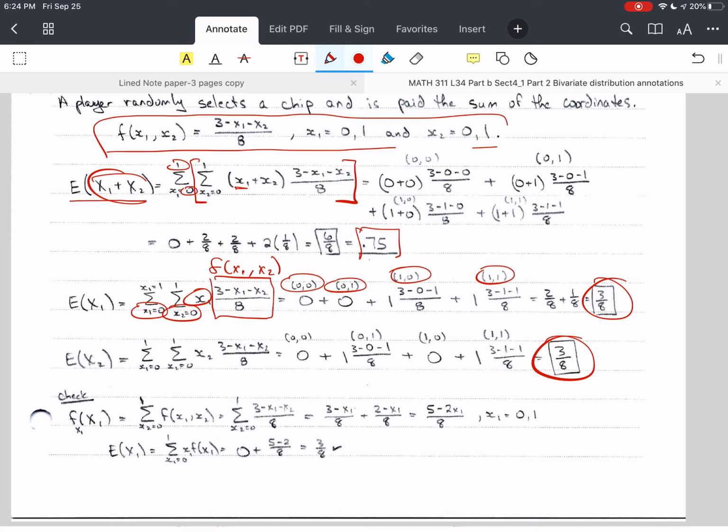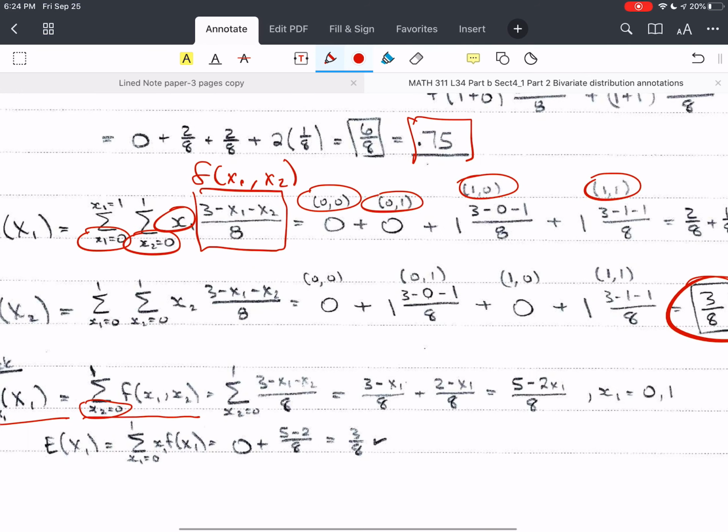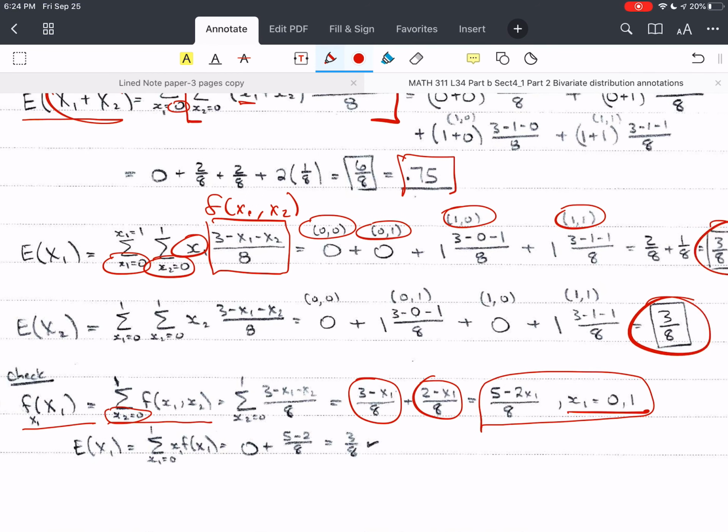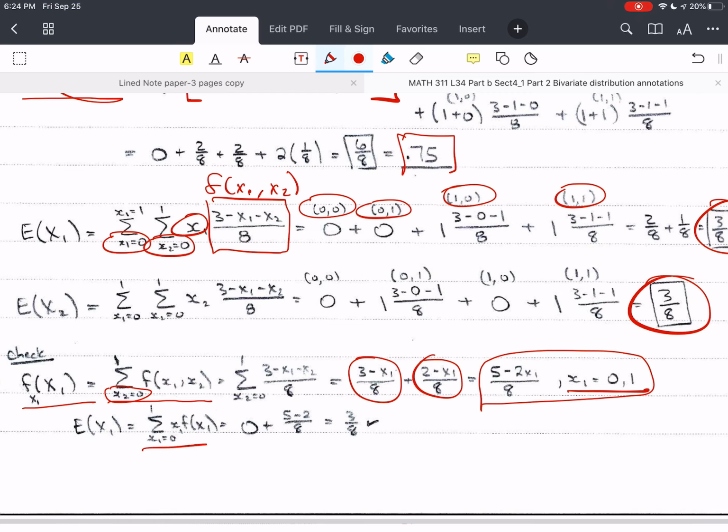I can check that, and how I check that is I first find the marginal distribution of x1. So I sum across x2, and please look at this and make sure you see that we end up with this. So I'm just summing across x2, so I plug in x2 equals 0 here, and x2 equals 1 here. I add those, and I combine it, and I have x1 left, so I specify x1. And then I look at E of x1, and I say, well, that's the sum of x1 times f of x1. I do that, and I come up with 3/8, the same answer. You can do the same thing for x2.